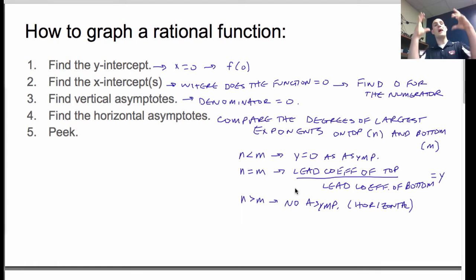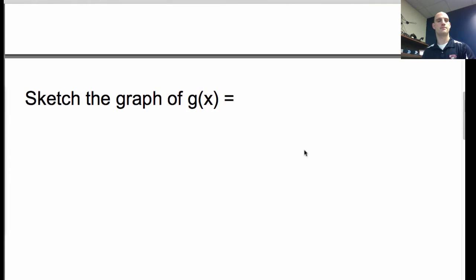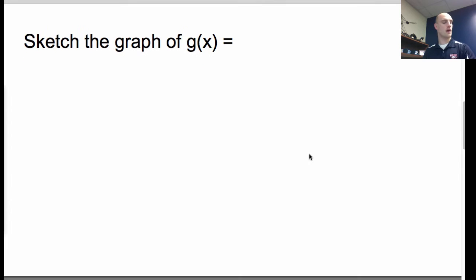And so we're going to plot all those things. Plot the y-intercept, plot the x-intercept, find the vertical asymptotes using that dotted line, find the horizontal asymptotes using that dotted line, and then we're going to peek at the graph. You're going to need to show all your work to find all of those things, and then you can peek at the graph to sketch the rest. Okay? So let's go ahead and do an example. First one is sketch the graph of g of x is equal to 3 over x minus 2.